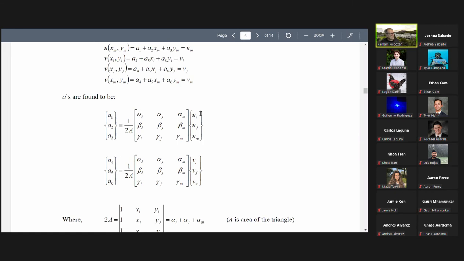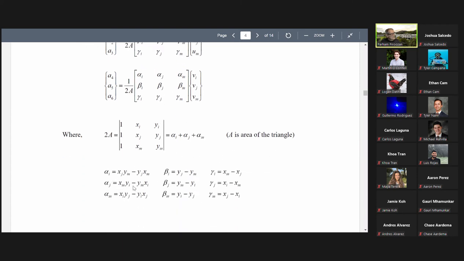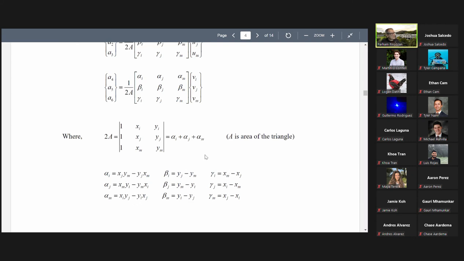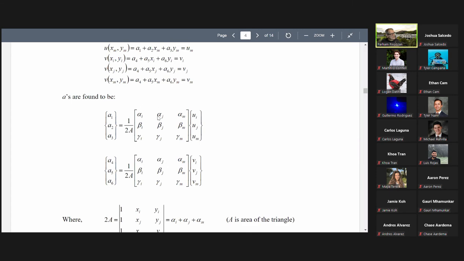It's a little bit more involved here, so the result is this. You see a lot of alphas, betas, gammas. These are parameters defined by this. These alphas, betas, and gammas are in terms of the nodal coordinates of nodes I, J, and M, as we see here. All of them are in terms of these coordinates. It is more convenient to write them like this, otherwise it's a little bit lengthy.